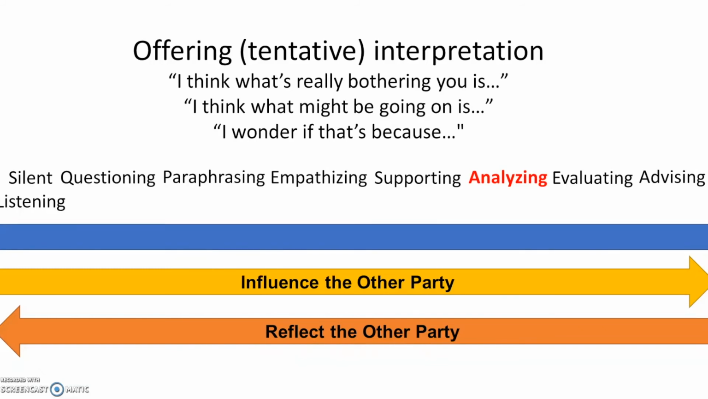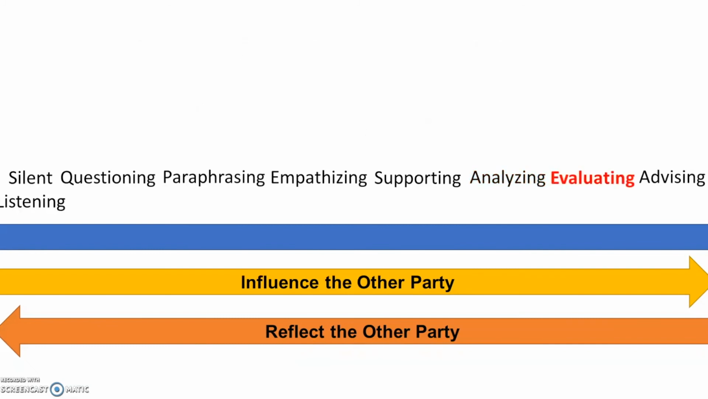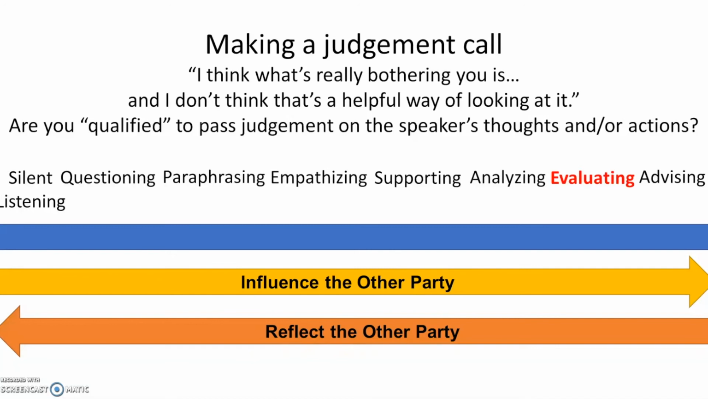An evaluating response generally includes an analysis, but goes a step beyond that to offer some kind of judgment on the thoughts or actions discussed by the speaker. So, an analysis could be something like, "I think what's really bothering you is..." and then an evaluation would be, "and that's not a helpful way of looking at things." So, again, it includes an analysis, but then goes on to evaluate, to judge what's been discussed. Of course, when we evaluate, we need to consider firstly if the speaker wants an evaluation from us, and secondly, if we are actually qualified, for whatever reason, to pass that judgment.